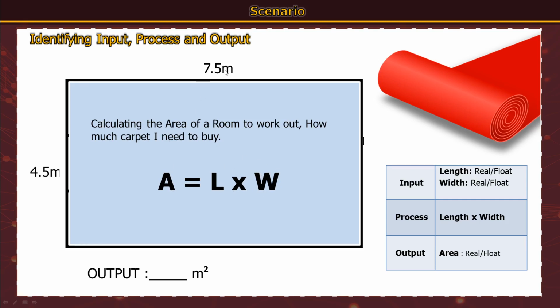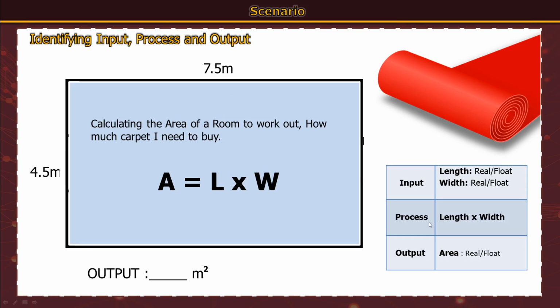So I've got 7.5 times 4.5. Okay, so if we were making this into a program, think about it. The inputs would be the length, the width, and the data type of those would be real or float. Now real and float are the same thing. All that means is it's like 7.5 or 6.5 or 6.3. It's got a decimal point in it basically.